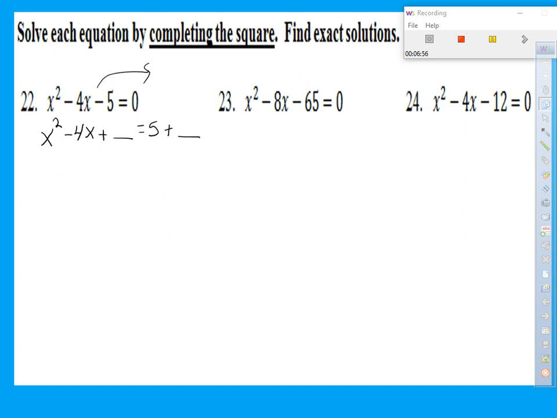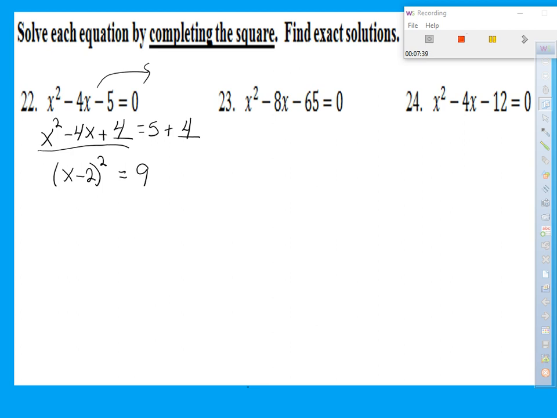Now, to get the number that goes in the blank, you will take half of this number right here. So -4 over 2 is -2. And then you will square it. -2 times -2 is 4. So we're going to put a 4 in each of those blanks. Just like we did on number 16 and 17 and 18. Now, check out what we've done. This side is a perfect square trinomial. So it becomes x minus 2 squared equal 9.